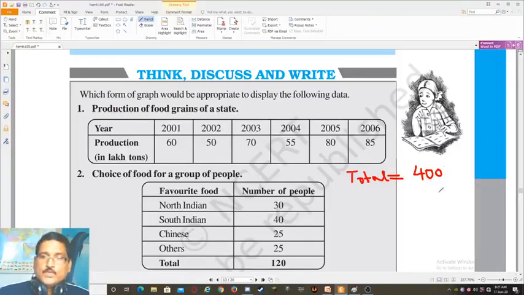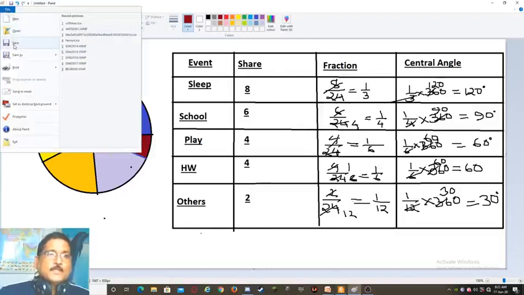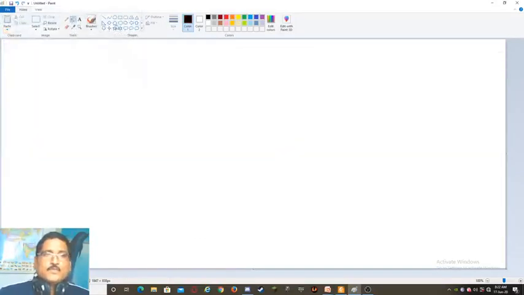Now this 400 quintal, with the help of this information, how to construct the pie chart for production? The years will be 2001, 2002, 3, 4, 5, 6. So six pieces of information are there. How can I do it? You see, I'm not saving this one, I'm taking a new one. First we have to draw one box.